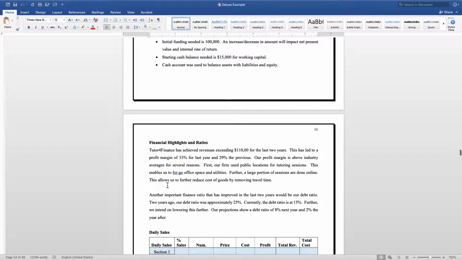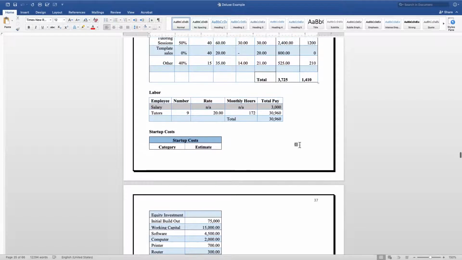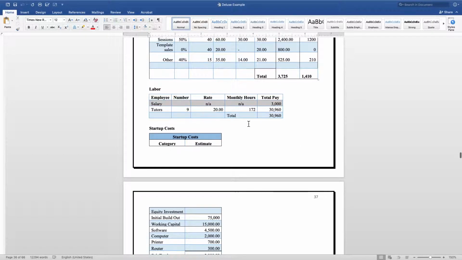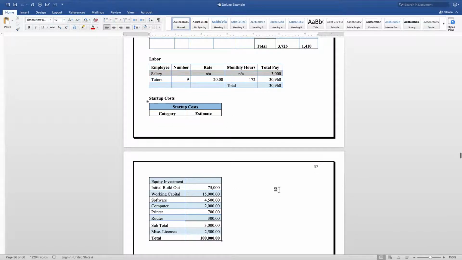And from there, if it's already an established company, I'll talk about the financial ratios and financial highlights. Once that's done, I'll estimate what the daily sales are going to be. Once I'm complete with that, it's time to talk about labor and startup costs. The reason that I single out labor compared to all my other expenses is because usually labor is going to be your most expensive expense for most companies.